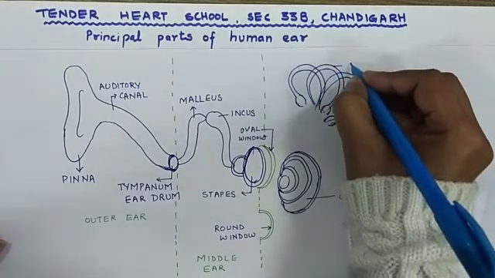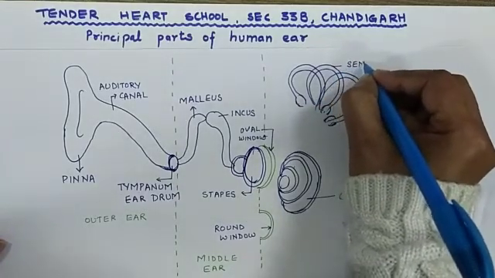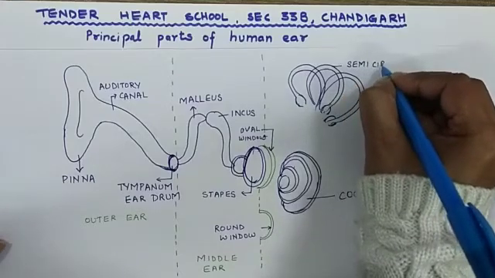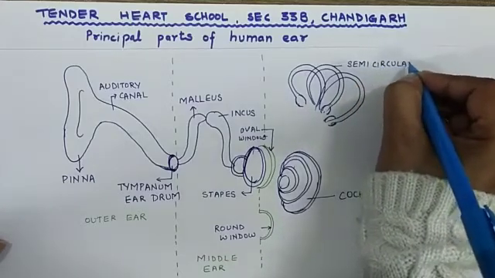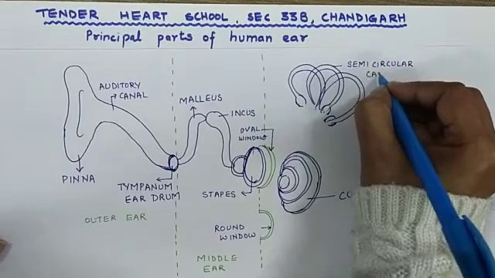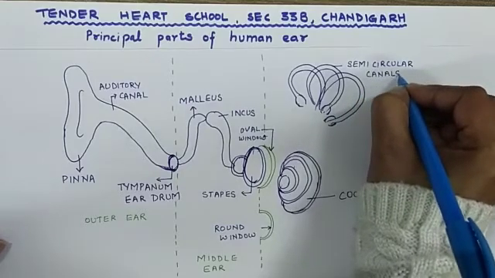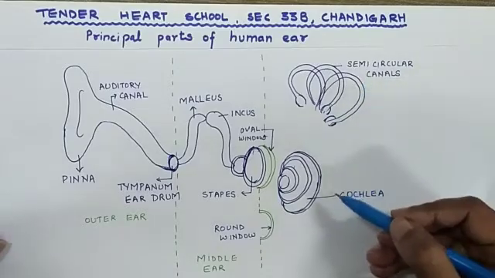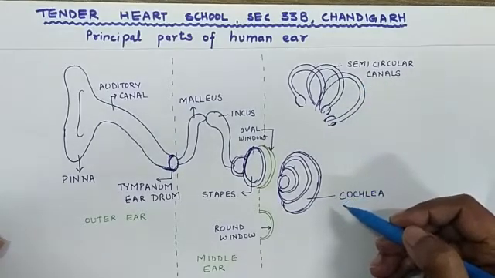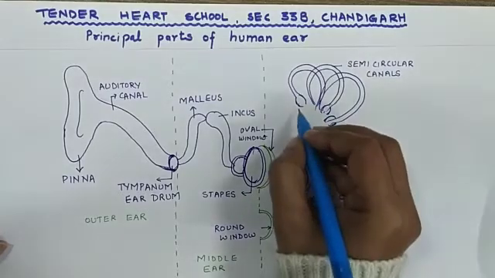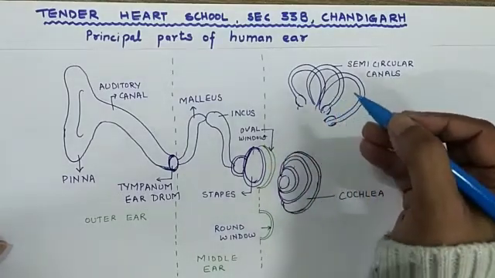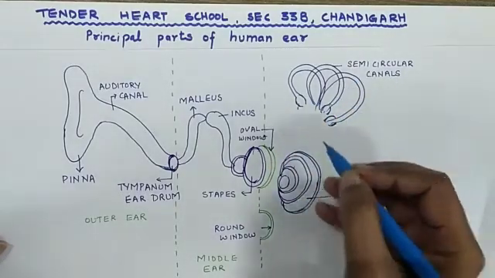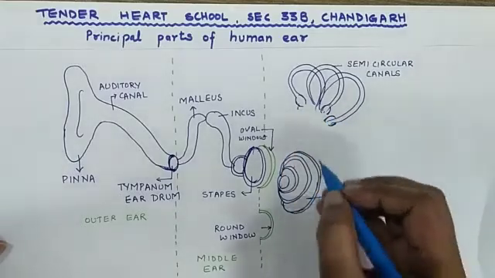So this is our semicircular canals, right? So in the inner ear we have the semicircular canal, the cochlea, and the vestibule. Vestibule is the connection between the semicircular canal and cochlea. It is connecting the semicircular canal with the cochlea.